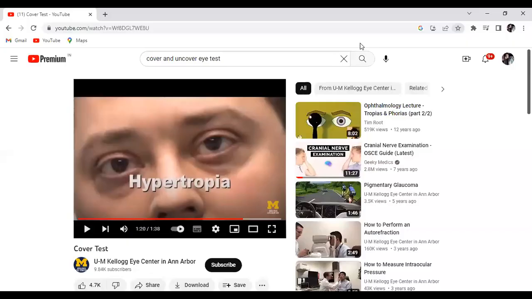Okay, guys, I think you got this cover and cover test, how to do it. Which eye has got problem? What we can say? So the presentation will be the problem. So deviation was the problem. In the first case, this was normal. Second was esotropia of the left eye. And third was exotropia.